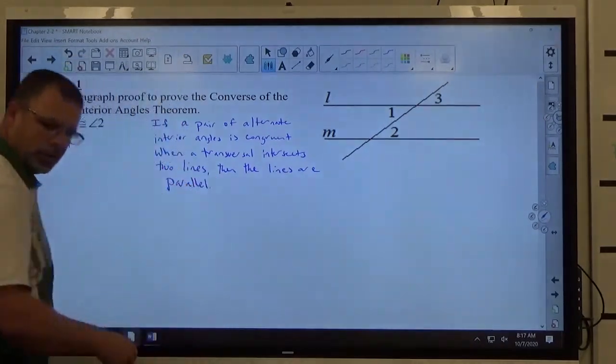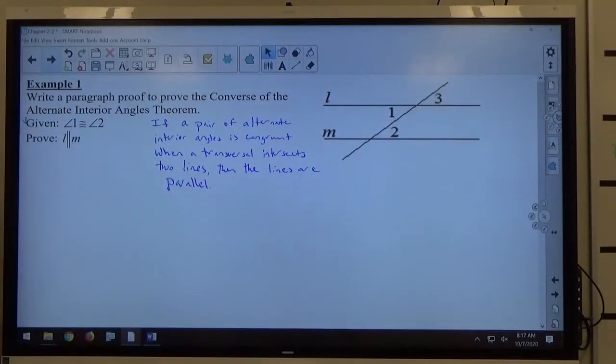And all these theorems are in your book. You have a moment to take a look at those today and just glance at those. But it's basically the backwards version of what we saw in Chapter 2.1. In Chapter 2.1 we had two parallel lines cut by a transversal. We had the alternate interior angles congruent. Now alternate interior angles are congruent.